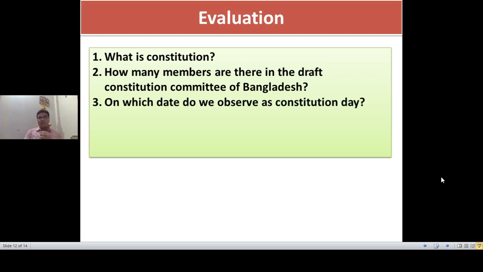Next question is, on which date do we observe Constitution Day? Our Constitution was passed on 4th November 1972, so we observe 4th November as the Constitution Day of our country.